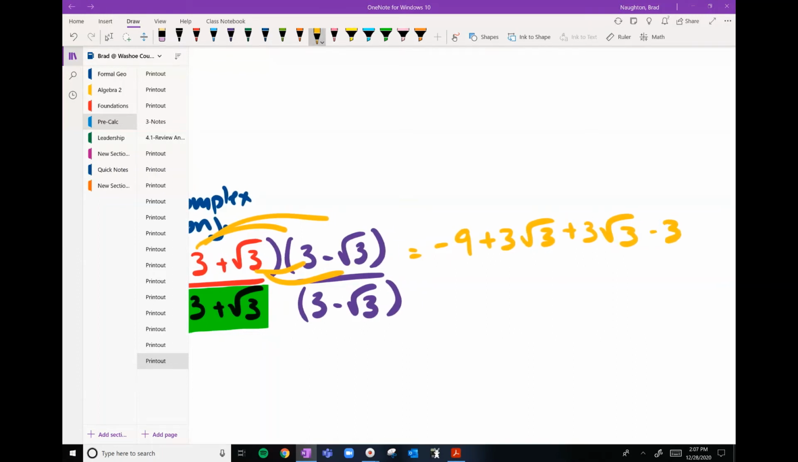So we did our top. We're good to go. These are exactly our like terms right here in the middle, and these are our like terms on the outside.